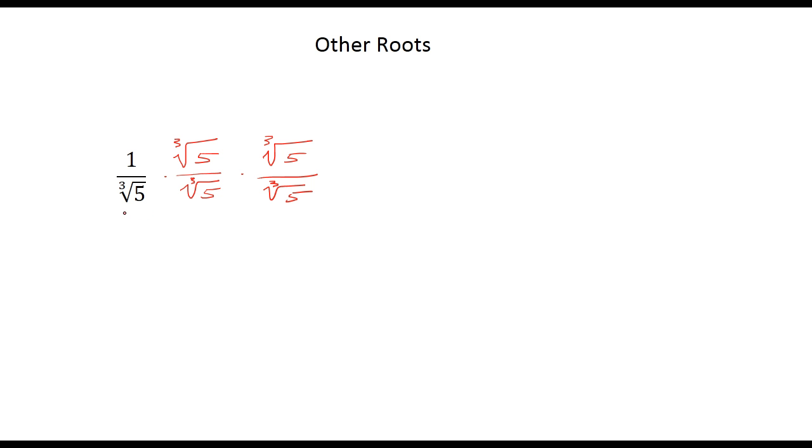Because that way I get 3 buddies, and we know that when you have 3 buddies in cubed roots, they undo each other, and I just get 5. In the numerator, I've got 1 times the cubed root of 25. Don't be tempted to change this into a 5 because this is a cubed root of 25. We don't know what that is. So this is actually your final answer.